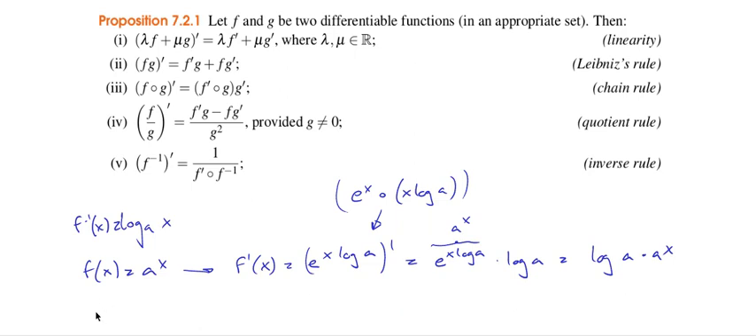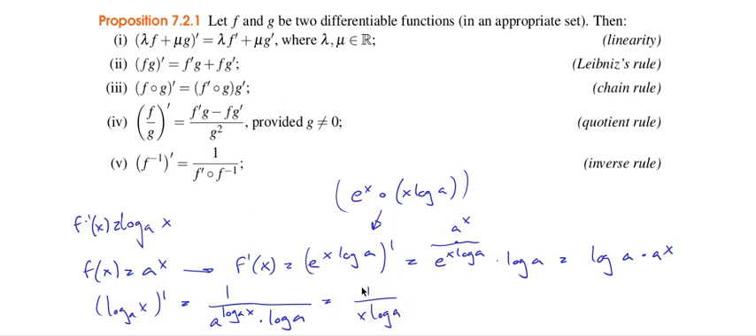So now the derivative of the logarithm of x in base a is 1 over this derivative, but evaluated at the inverse. So this is a to the log base a of x times the logarithm of a. Now a to the log base a of x is x, because it's the same function, so this is 1 over x logarithm of a.